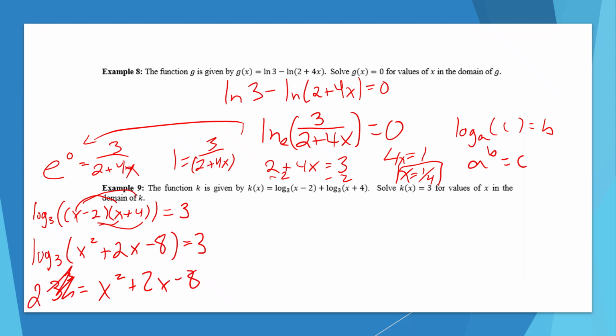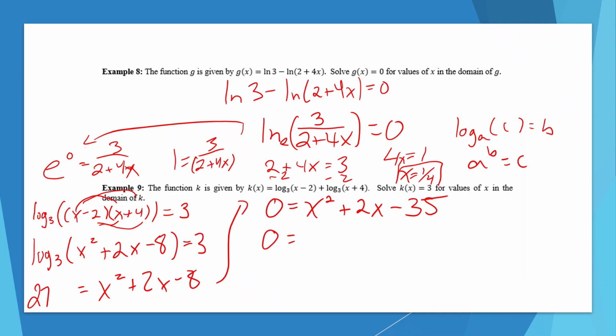This 3 cubed is 27, so I'm just going to replace that there. Let me erase this, right? Once we have that substitution, I'm going to subtract 27 from both sides. And the reason I'm doing that, so x squared plus 2x, and then 8 minus 27 is minus 35, is to be able to factor, right? Because I see a quadratic here. I need to set one side equal to 0.